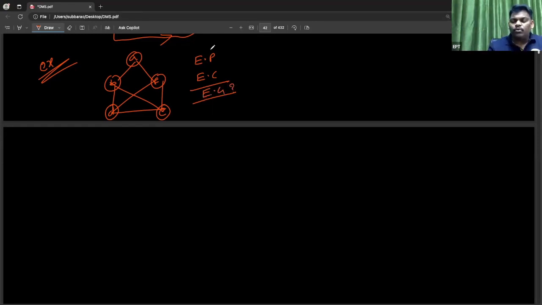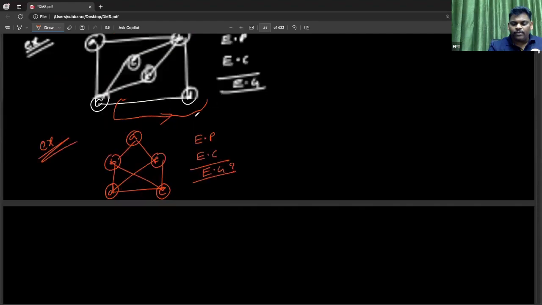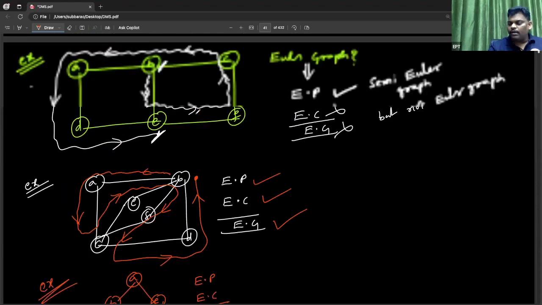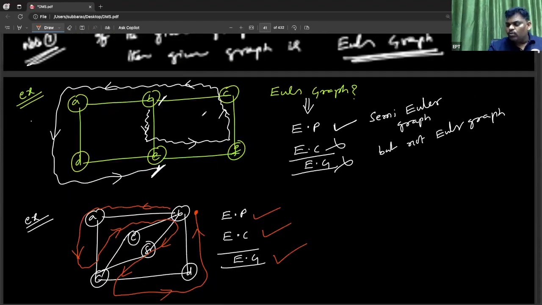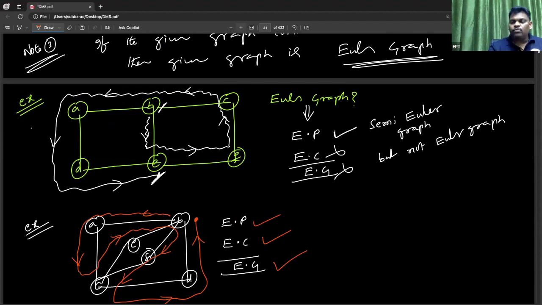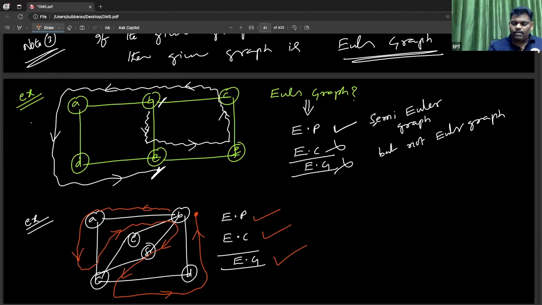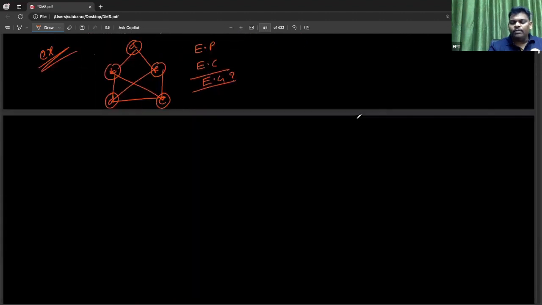Why bother about what a path is? In the exam they will give it. If path definition is really required, because different books have different definitions, one book says distinct, one book says not distinct, one book says sequence of edges, you need not bother. Path is a combination of edges or a sequence of edges. Don't bother whether they are repeating or not. Concentrate on what is Euler path, what is Euler circuit, what is Euler graph. In the exam, if definition is really required, they will give it.